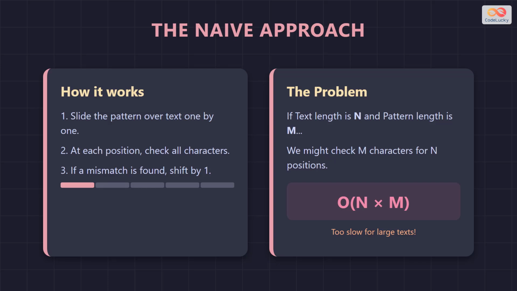The most obvious way to solve this is the naive approach. You slide the pattern over the text one position at a time. At each step, you compare every character. While simple, this is slow. If the text has length n and the pattern has length m, the worst-case time complexity is n times m, which is too slow for very large texts.